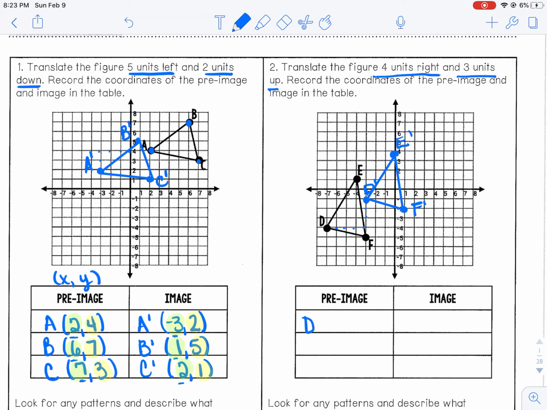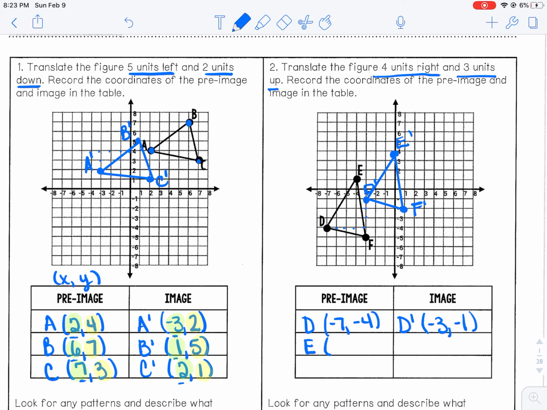So point D, our pre-image, is at -7, comma, -4. Remember, x first, then y. And D prime, when we moved it over 4 units to the right, that gave us a -3. And 3 units up, that gave us a -1.